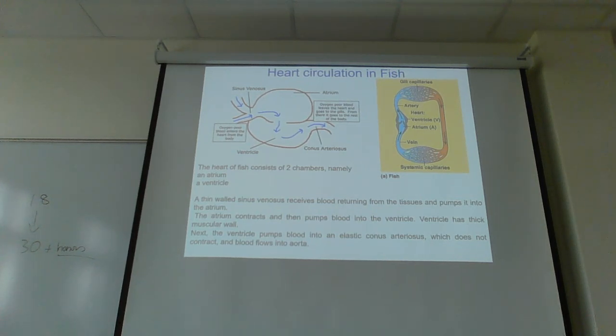We will look in this course at the heart evolution here. Heart in fish is pretty simple. It is made of only 2 chambers. And then we will see how from 2 it becomes 3 and then becomes 4. Our heart is a 4-chambered heart.